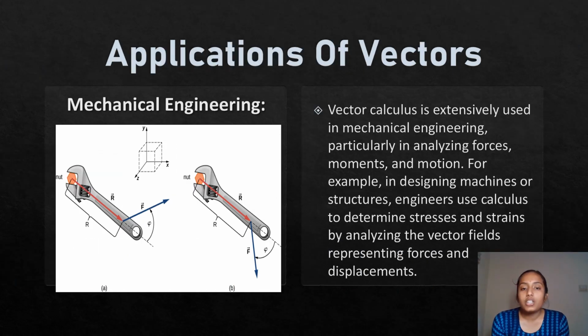And one last application we are going to be discovering is in mechanical engineering, which is one of the most basic branches of engineering, as we all know. Vector calculus is extensively used in mechanical engineering for analyzing forces, moments, and motions. For example, in designing machines or structures, engineers use calculus to determine the stresses and strains by analyzing the vector fields representing the force and displacement.